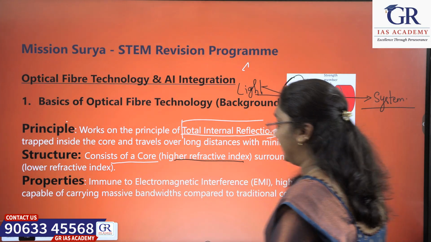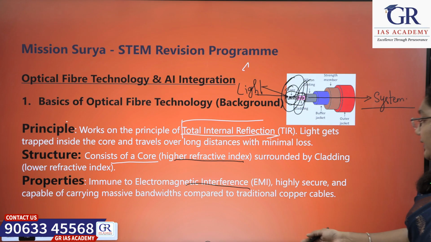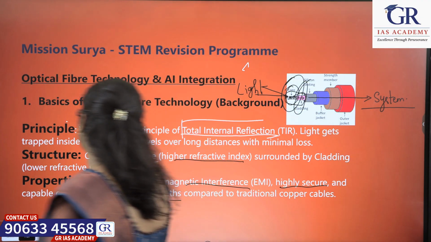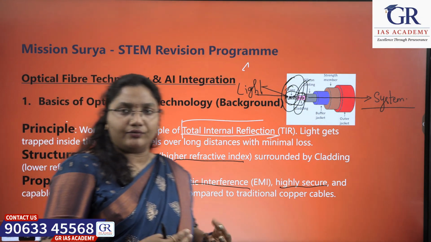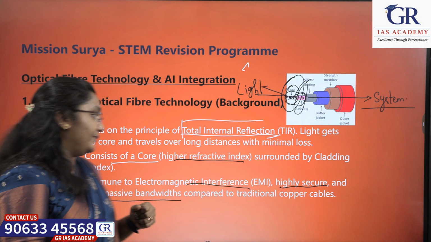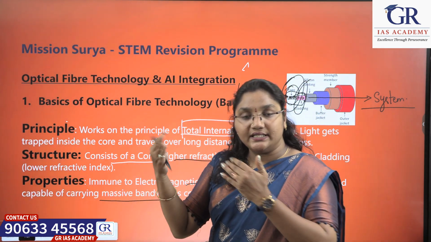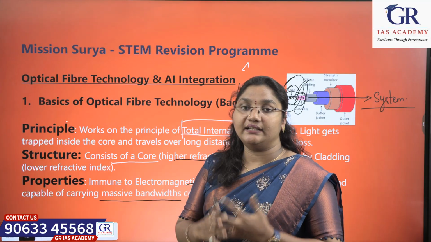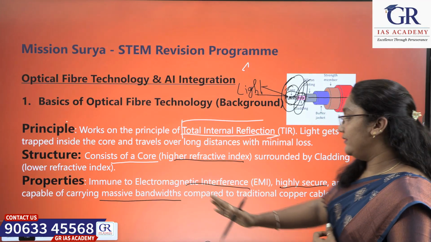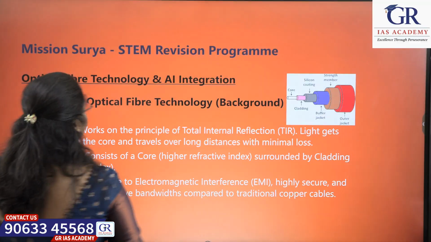Next, coming to the properties. It is immune to electromagnetic interference, highly secure and capable of carrying massive bandwidths. Not only a single bandwidth or a few bandwidths, it can carry massive bandwidth compared to traditional copper cables. Compared to our traditional copper cables, optical fibers transmit the data faster, giving high efficiency and high quality of data, and are capable of carrying massive bandwidths in very little time. Okay, next.